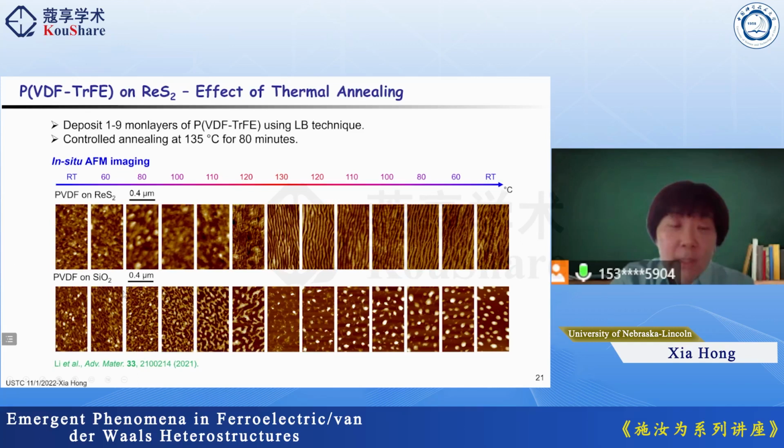Similarly, we put the PVDF on silicon dioxide. And when we heat it up, because the melting temperature is around 100 Celsius, we do not see any nanowire. Instead, we see some droplet structures forming. When we cool down, it's still in the droplet form. It doesn't go back to the wire state. So clearly, the rhenium disulfide base layer is very different from silicon dioxide.